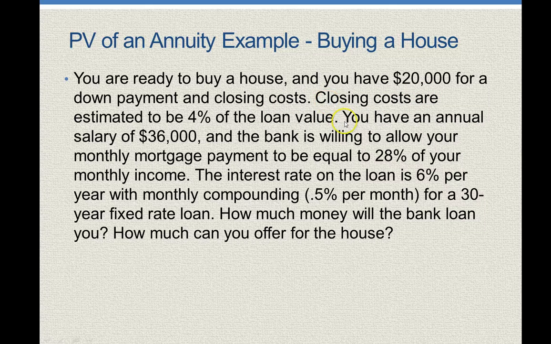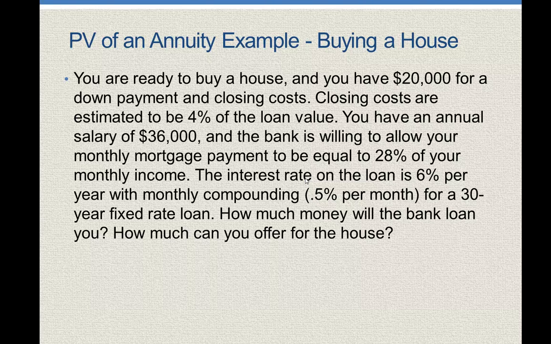So the question is asking how much money will the bank loan you. We already answered that part by calculating the present value of this mortgage loan. So we know that it's going to be 140 thousand something like that. So the next question is how much can you offer for the house? We have the mortgage loan amount, so that's how much you borrowed. That's part of the purchase price. But since you also have to put some money down, that's your down payment. So the offer price is the sum of the down payment and the mortgage loan amount.